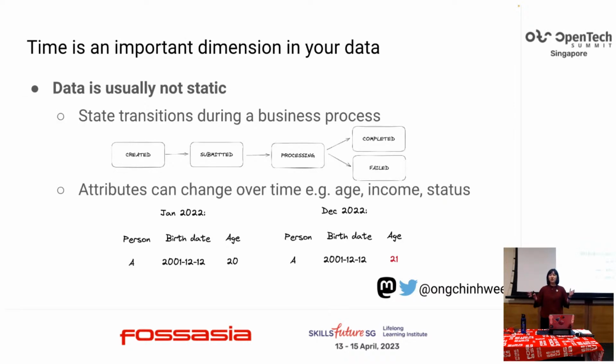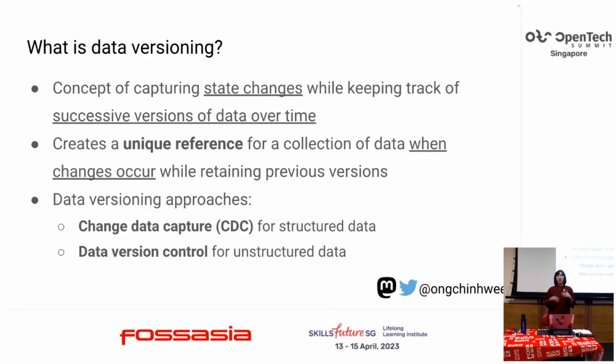So this brings me to the concept of time in dimensional data modeling. Time is an important dimension in your data because the data is usually not static. You can have state transitions during a business process, and your attributes can also change over time, such as your age, your income, your status, and in the previous case, even your customer tier can change. So don't assume that your data is static. And this brings us to the importance of data versioning.